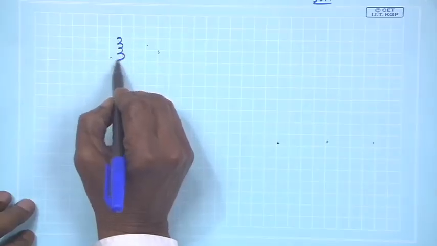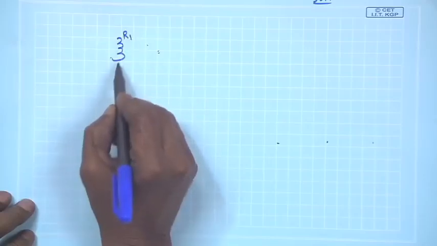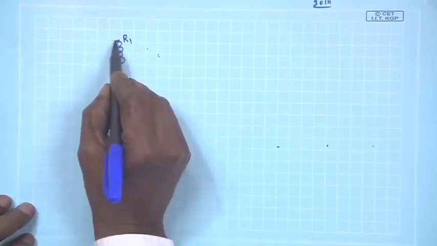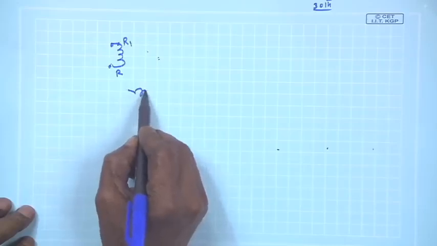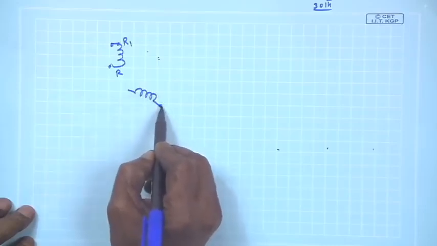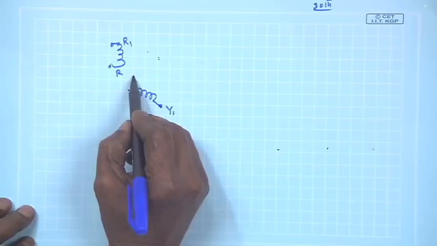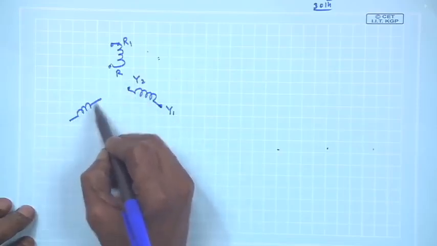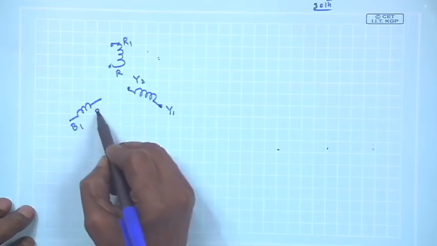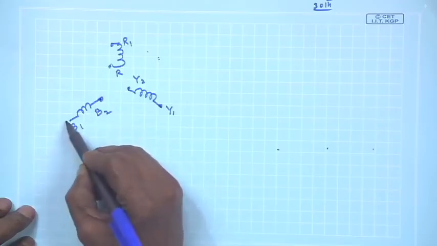You have a machine with balanced 3-phase winding and with R phase terminals brought out like this, R1 R2, two terminals, and similarly Y1 Y2 brought out, and B1 B2, these terminals are brought out.